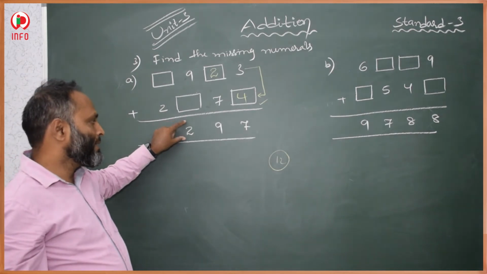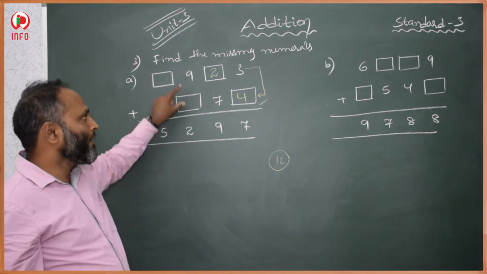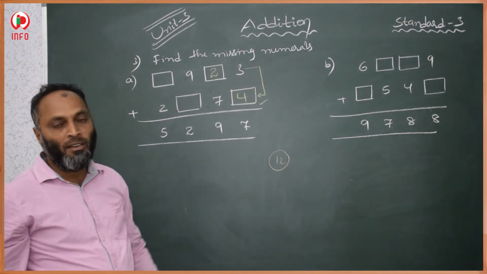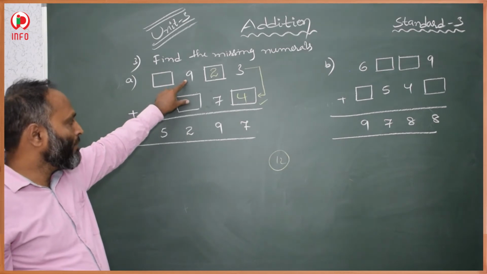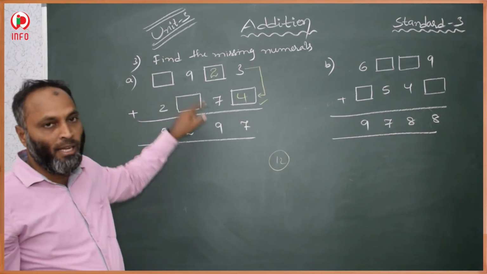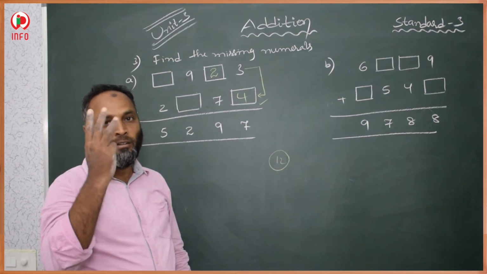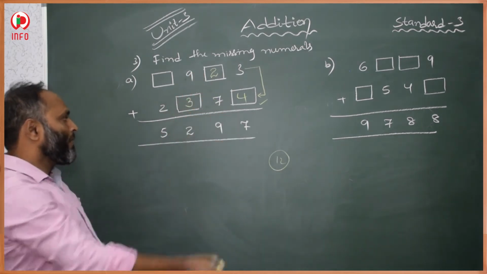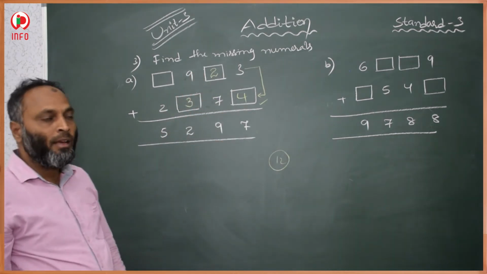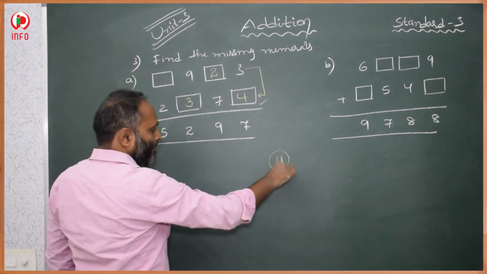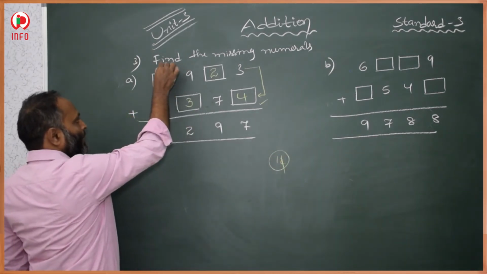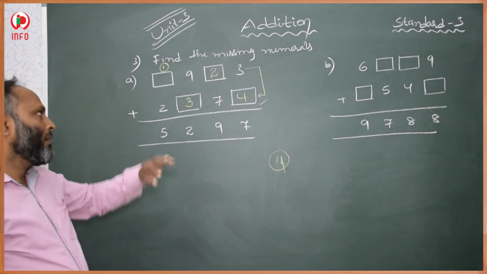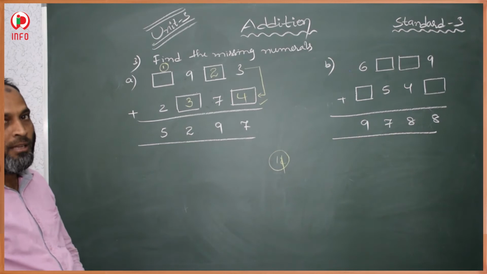Why? Because the sum is always greater than this addend. So we should get 12, which means we have to check what number should be added to get this 12. 9, 10, 11, 12. If I add 3 to this number, then we will get 12. In 12 we keep 2 here and 1 in the very next place value, that is on thousands.